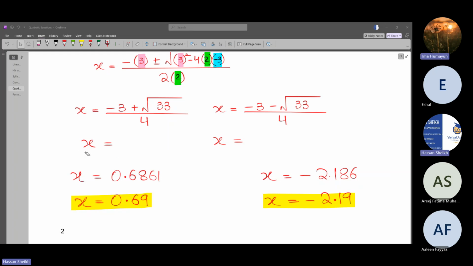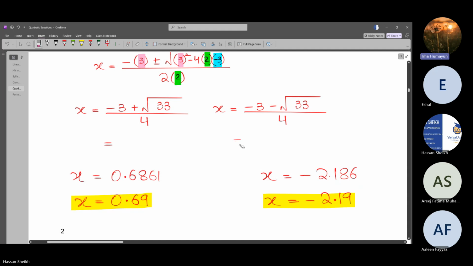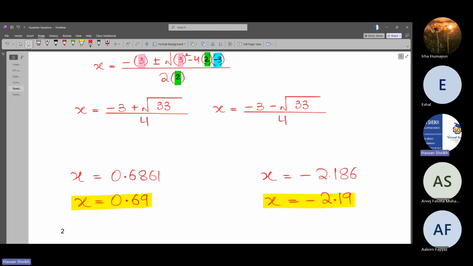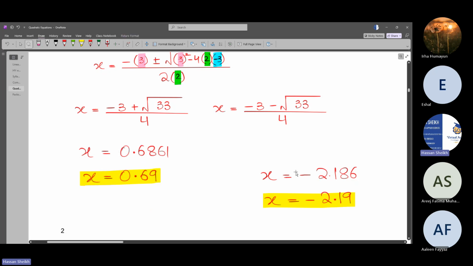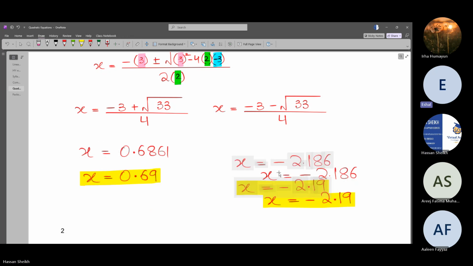Second one is the same, sir. Minus 2.186. Okay, so now do you understand how to solve it with the calculator mode and without the calculator mode? Yes.